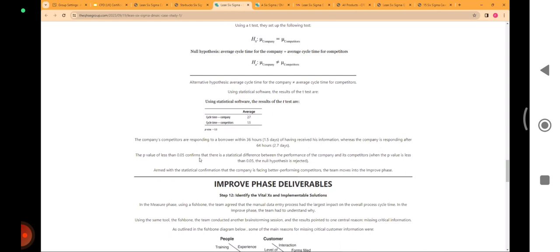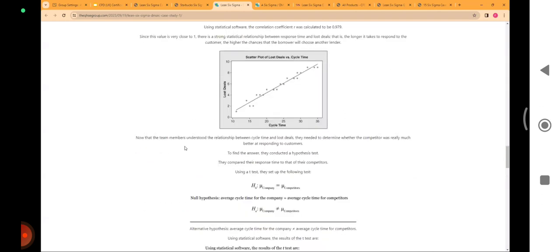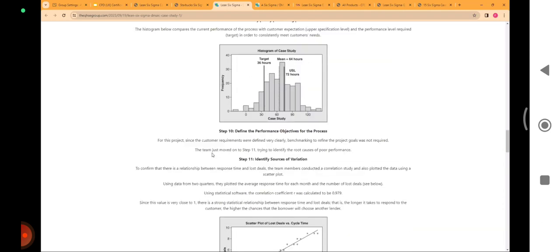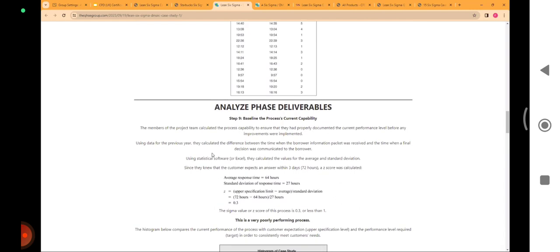The p-value of less than 0.05 confirms that yes, indeed, there is a difference between the performance of our organization and other competitors. So we now can confirm that indeed the source of variation is the response time to these lost deals. Okay, so armed with this information, we now need to move to the improvement phase so that we can solve it. I'm also going to repeat the example I gave you about your bank account in the analyze phase, so that you can really understand what is happening.